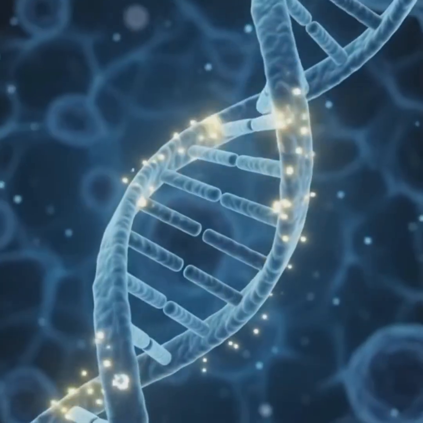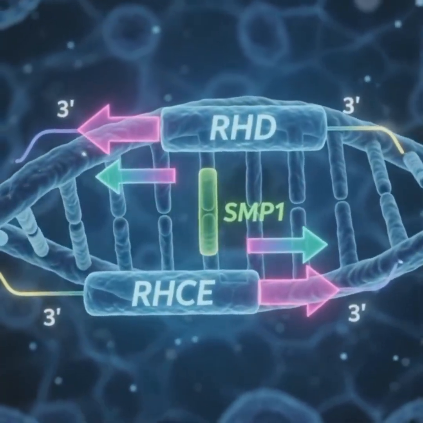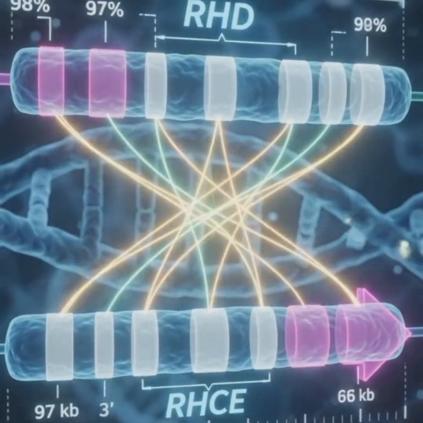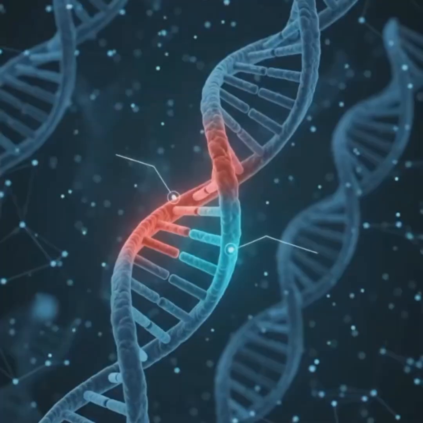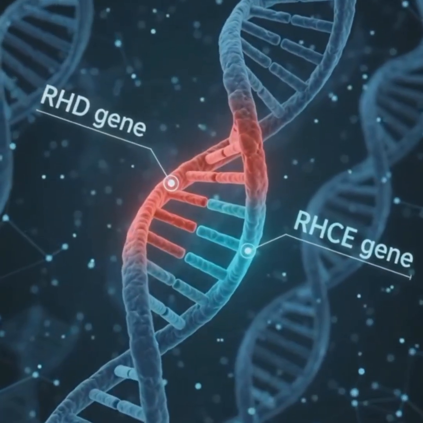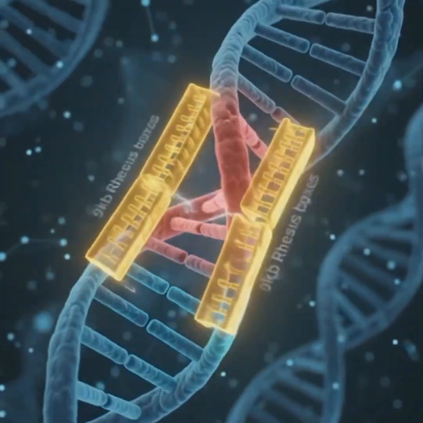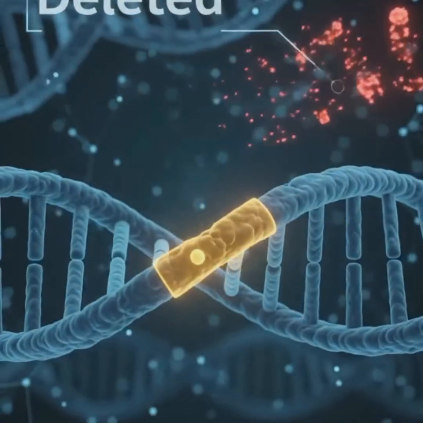Located on chromosome 1p36.1, RHD and RHCE are paralogous genes. Each contains 10 exons in an opposite orientation, sharing roughly 98% homology. The RHD gene encodes the D antigen. Its total deletion is facilitated by flanking rhesus boxes. These boxes undergo homologous recombination.